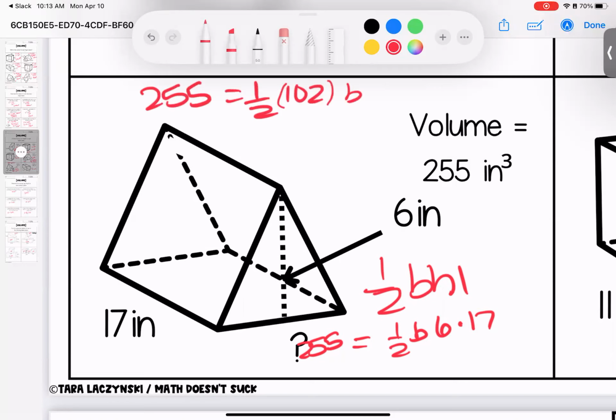So this time we're going to use just a different strategy. We're going to do 102, and we're going to take half of it. And that gives us 51. B is equal to 255. If I do 255 and I divide it by 51, I'm left with 5.